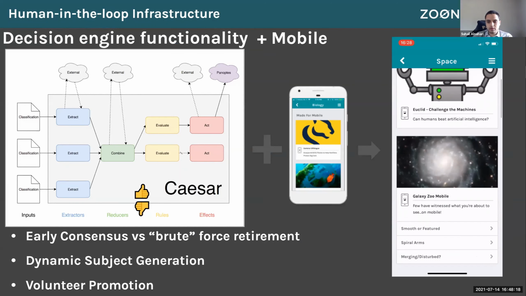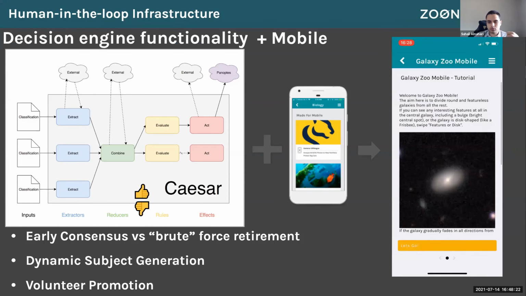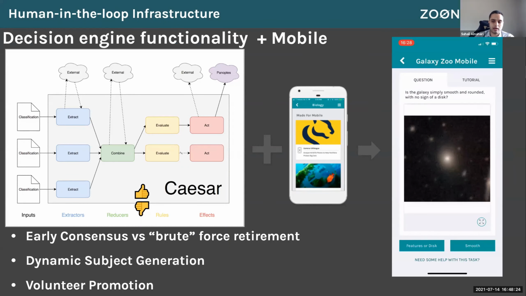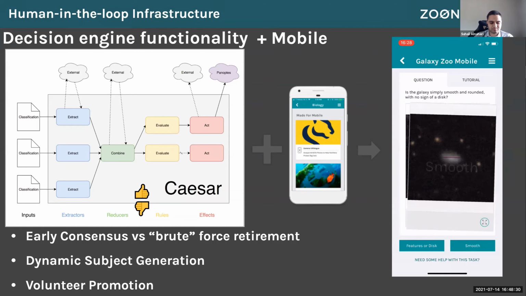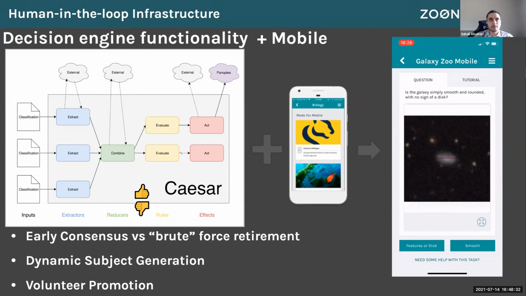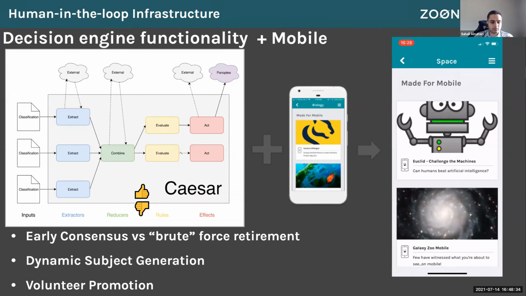And having those actionable decisions, we streamline it through our app, and this just makes the whole process a lot faster, and it makes finishing labeling the images a lot quicker.